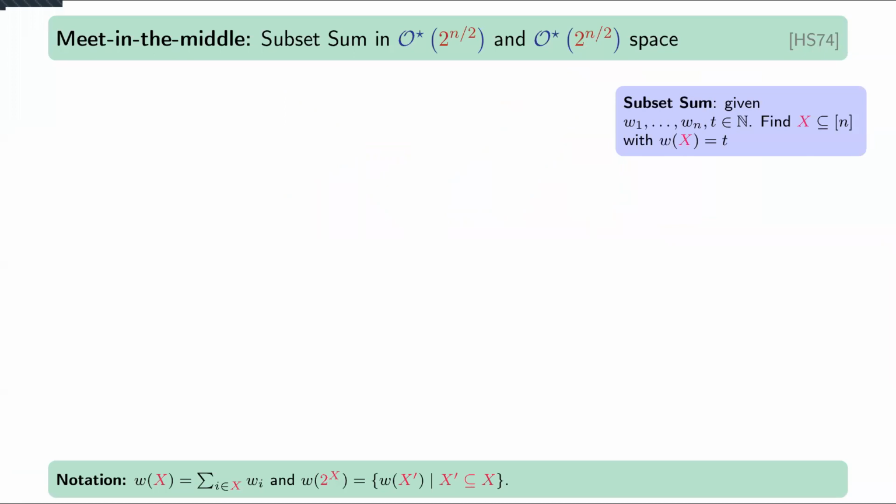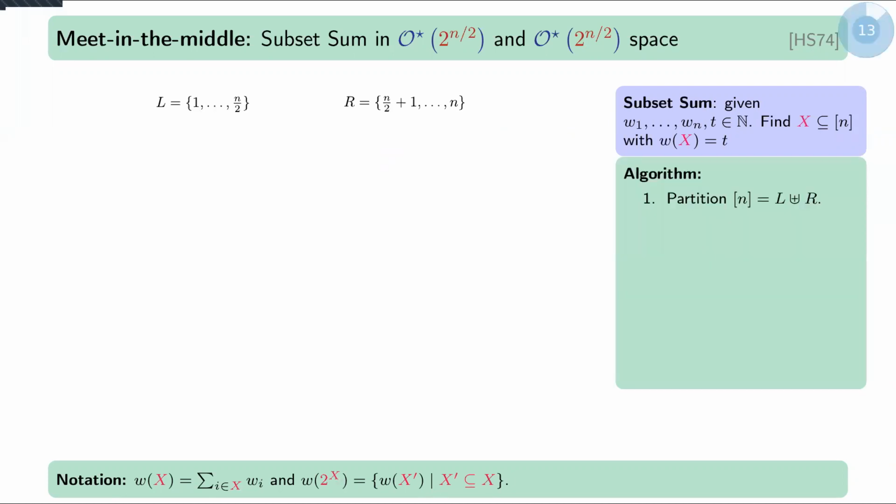So now that we know the related work, let me present to you the simple meet-in-the-middle algorithm by Horowitz and Sahni. Recall that in subset sum you are given a set of n numbers and a target t, and your goal is to find a subset of indices of these numbers such that the total weight of this set is equal to t. All right. So the first step of the algorithm is to partition the numbers into two groups of size n half, a left and a right partition.